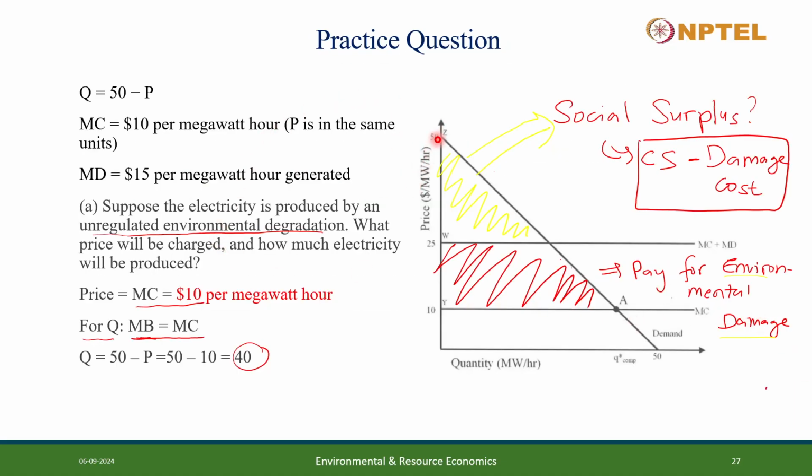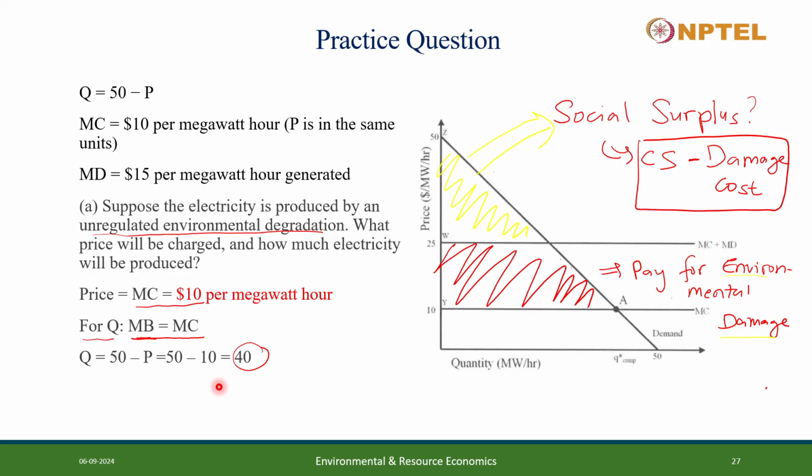The demand curve will intersect the axes at (50, 0) and (0, 50), since the equation is Q equals 50 minus P. And then the private marginal cost will be this line, that is $10. When we take the health damage, that is $15 per unit of production, we get the marginal cost plus marginal damage, that is the social marginal cost, which is equal to 25. So this is a straight line.